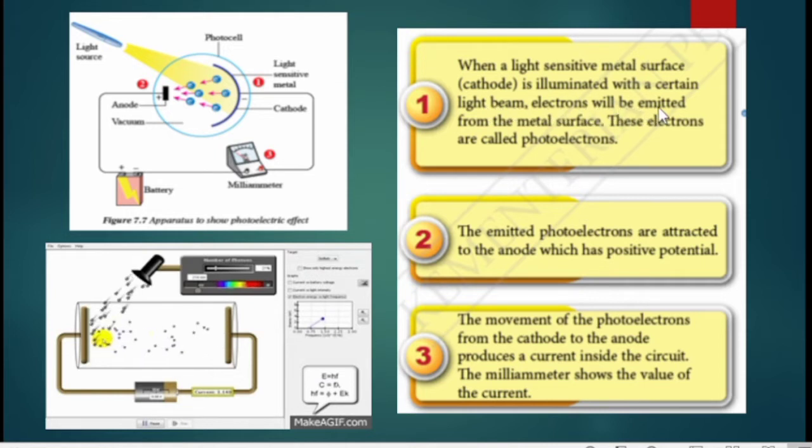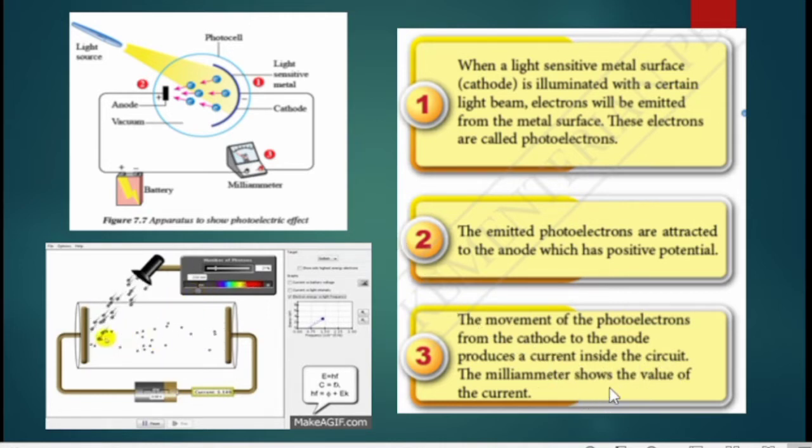Number one, when a light-sensitive metal surface or cathode is illuminated with a certain light beam, electrons will be emitted from the metal surface. These electrons are called photoelectrons. The emitted photoelectrons are attracted to the anode, which has positive potential. So you can see electrons that are emitted move to the anode, it means the circuit will be completed and current will flow in the circuit. The movement of the photoelectrons from the cathode to the anode produces current inside the circuit. The milliammeter shows the value of the current.